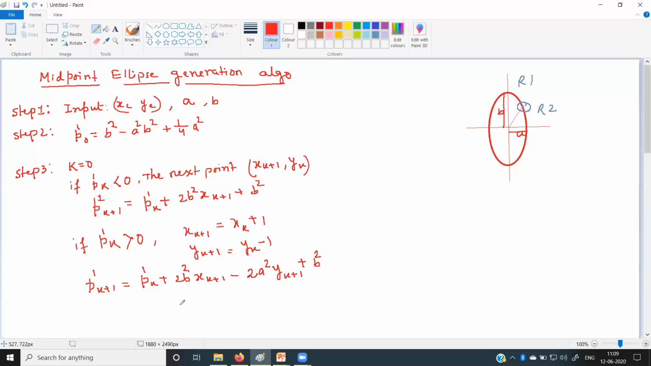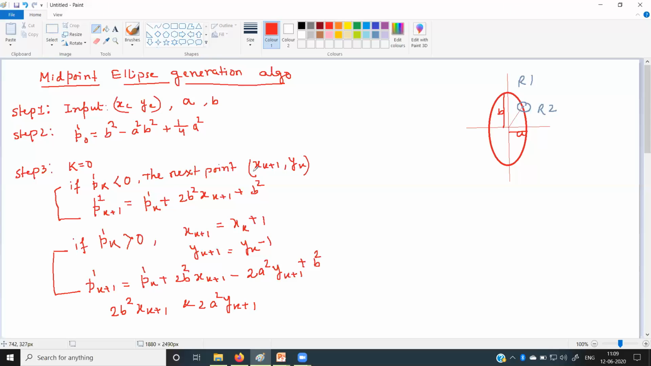Now after taking the decision, after doing all the if statements, come out of the if. So this is one if statement, this is another if statement. Now outside of the if statement, you find the components 2b square x of k plus 1 and 2a square y of k plus 1.